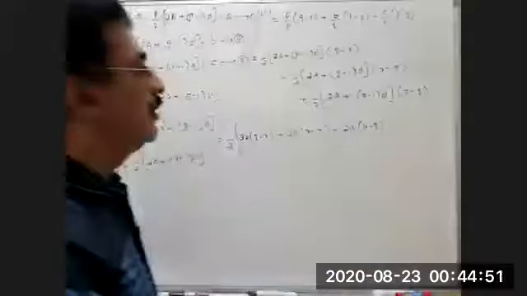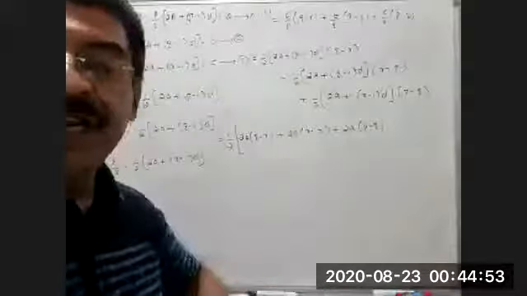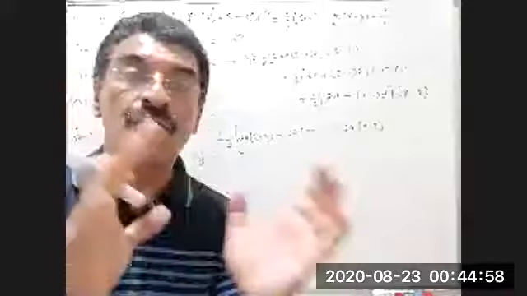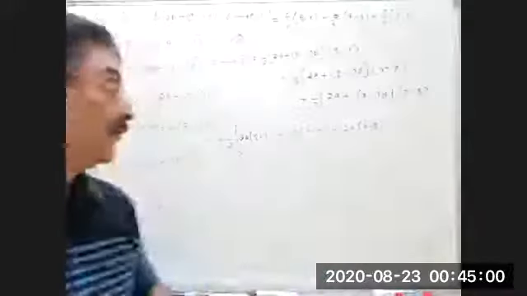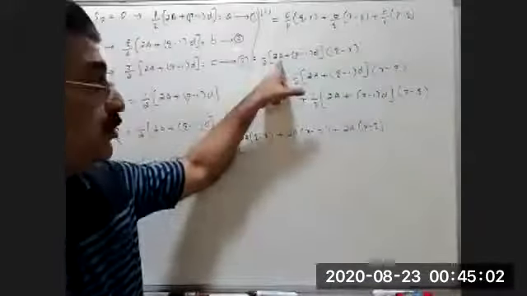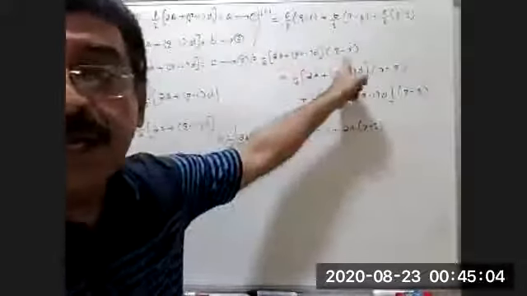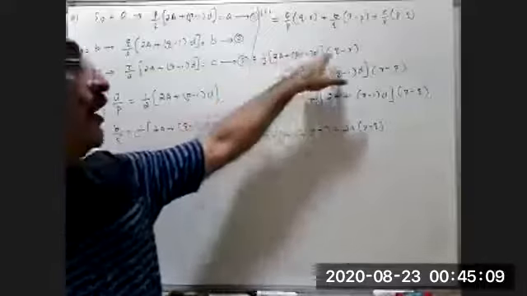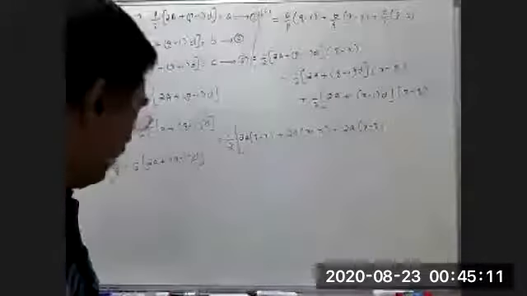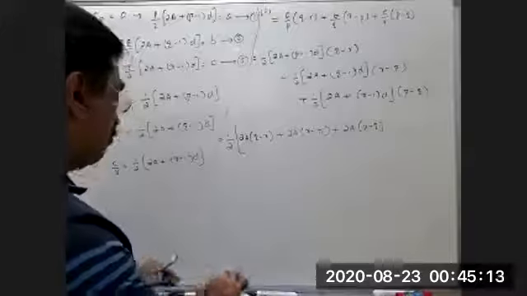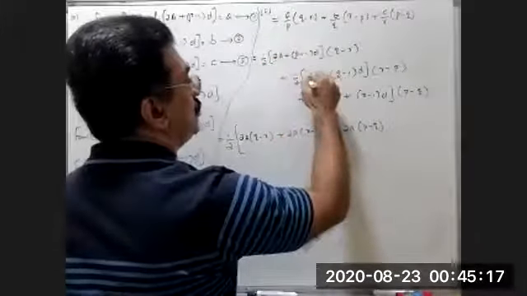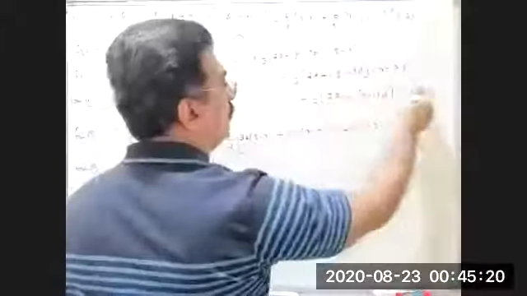What is it? I am arranging these terms. Arranging these terms means first I took all the terms of A. 2A, I took all the terms of A multiplied with the bracket outside. So 2A multiplied with this one is over. I took 2A multiplied with this one, 2A multiplied with this one, 2A multiplied with this. Now what is left out?